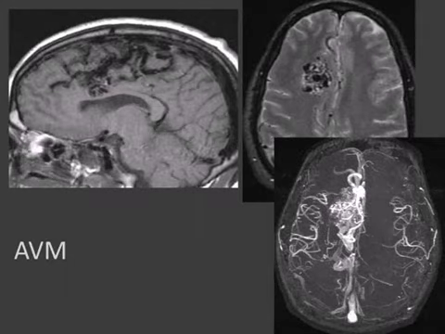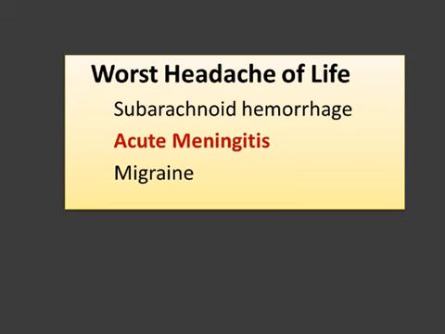I don't think that there is much to be said. You just have to think about it. Once you see big vessels like this, the diagnosis is clear and you have made the diagnosis right. So one possibility of this worst headache of life would be bleeding subarachnoid due to aneurysm or AVM. And the other possibility is to have acute meningitis.